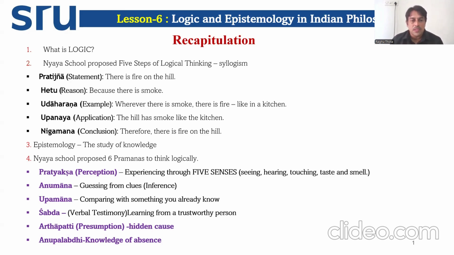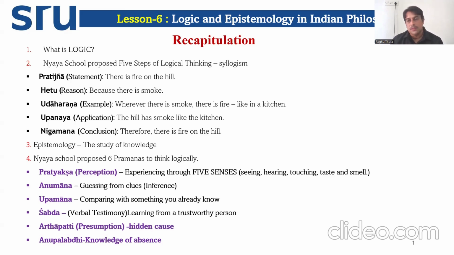Now, upamana, that means comparing the present situation with a situation you already know. For example, a person witnessed an animal in the village, which was different. He was describing that he had seen an animal which is completely different. He compares that the animal looks like a horse, because a horse is quite familiar to all, so that people can easily understand. He says it looks like a horse, but it is not a horse, because it has white and black stripes, so that people can easily relate to it. That is called upamana.